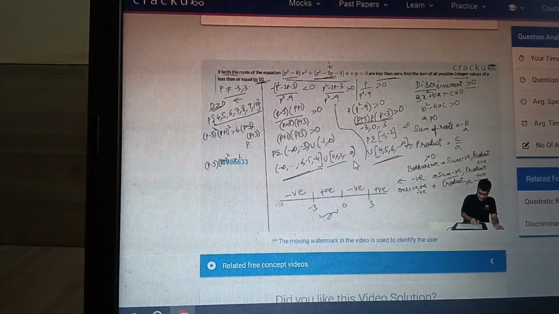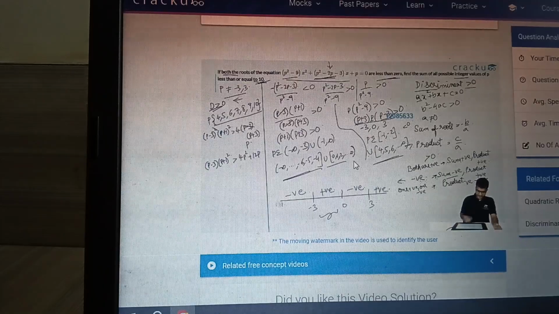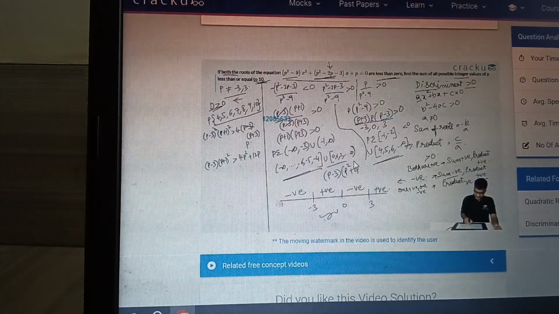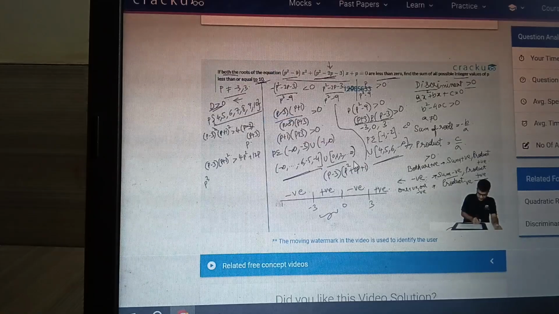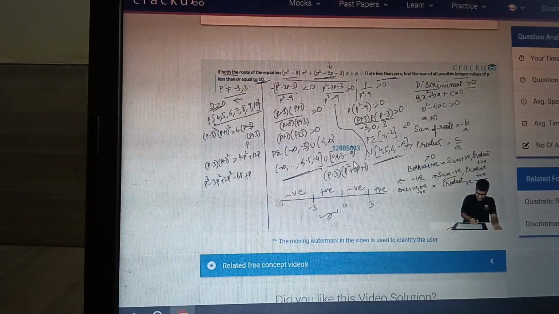This is greater than 4p square plus 12p. (p minus 3) into (p plus 1) whole square will be (p minus 3) into (p square plus 2p plus 1). If you are expanding this, this will be equal to p cube minus 3p square plus 2p square minus 6p plus p minus 3 has to be greater than 4p square plus 12p.